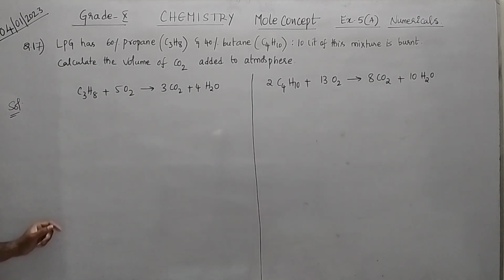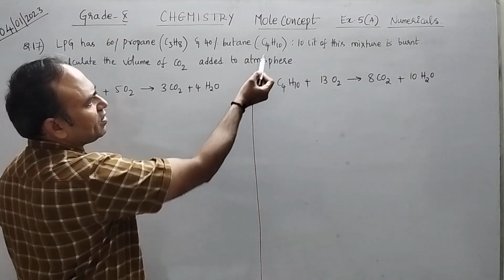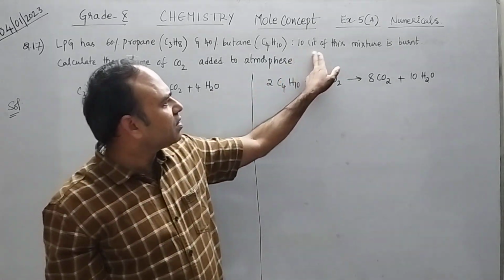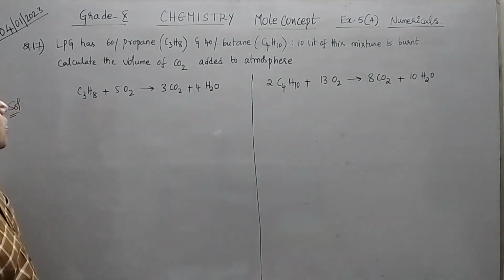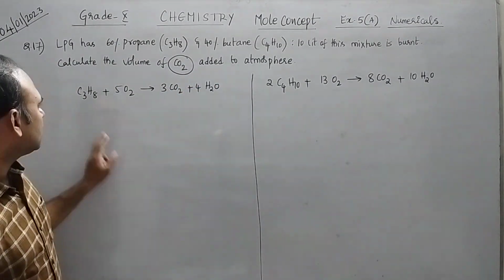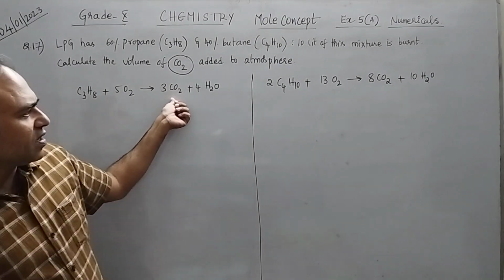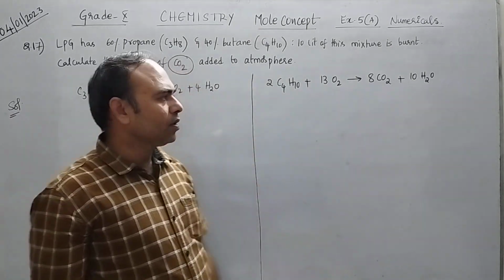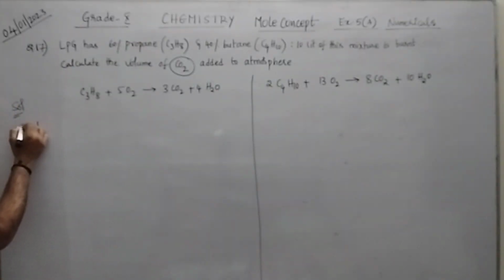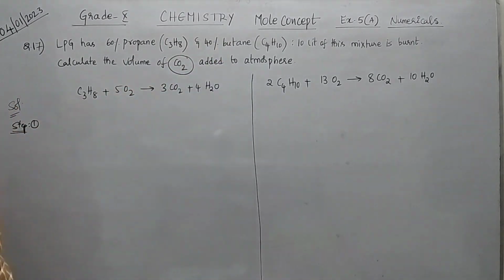Now let us move to question number 17. LPG, that is liquefied petroleum gas, has 60% propane C3H8 and 40% butane C4H10. They have taken 10 liters of this mixture and burnt. So the question is, what is the volume of CO2 which is added to the atmosphere? This is the first equation. Propane with oxygen gives 3 volumes of CO2. What is step 1 here? Step 1 is calculate how much quantity of propane is there and how much quantity of butane is there.